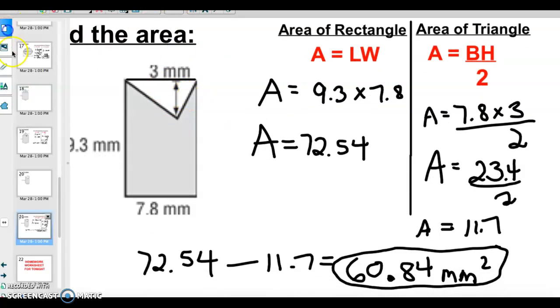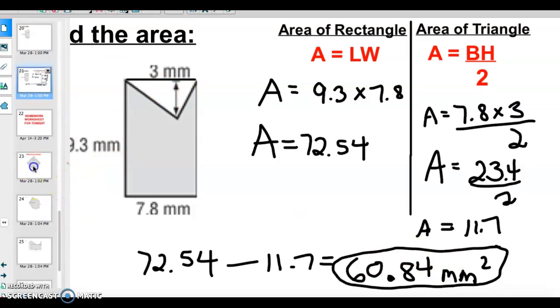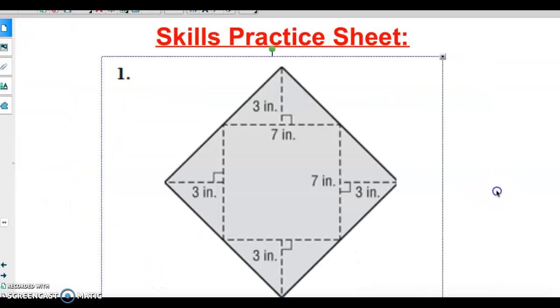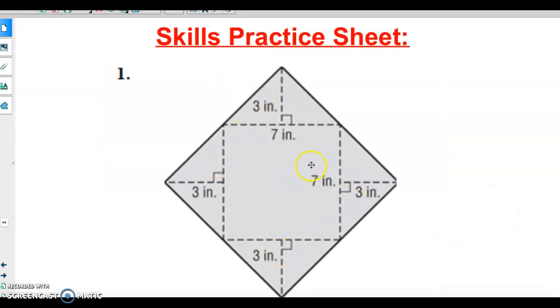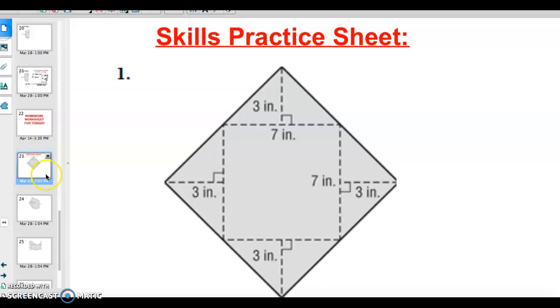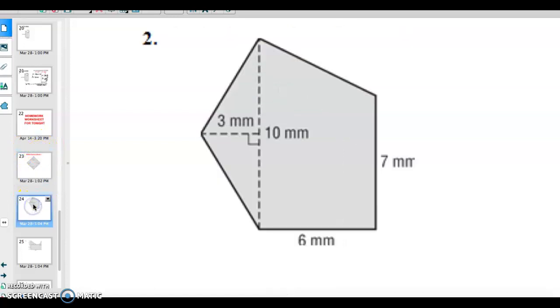Okay, so let's look at tonight's homework assignment. So tonight's homework is a few problems. Number 1, you have 4 triangles on the sides and you have a square in the middle. So I would find the area of the 4 triangles and the square and add them together. Okay, that's number 1.